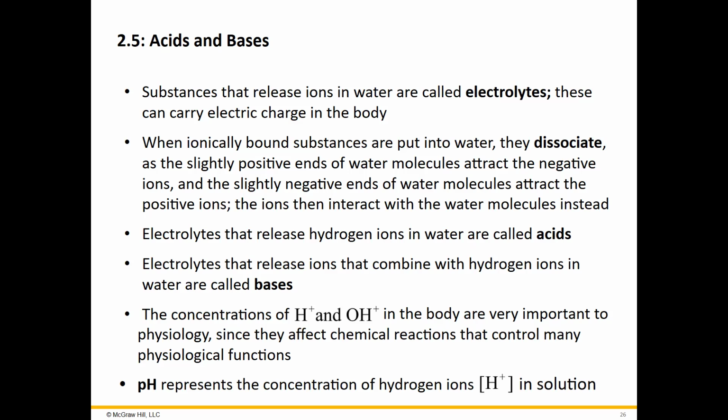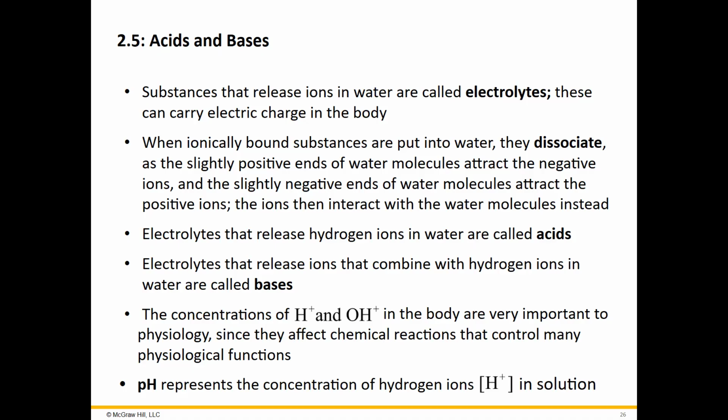When it does that, it creates the ions once more. We call those ions electrolytes in water. Another term for electrolyte in the human body is a salt, okay? Electrolytes and salt are the same thing. They are ions in water. When we create these ions, an electrolyte that causes hydrogen ions to release in the water are called acids. Electrolytes that release hydrogen ions into the water are called acids.